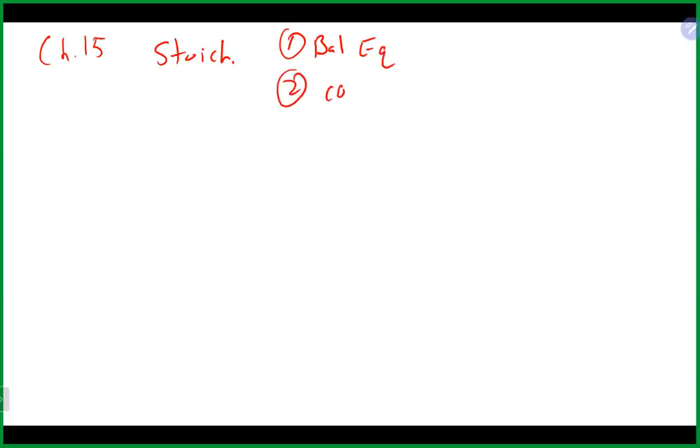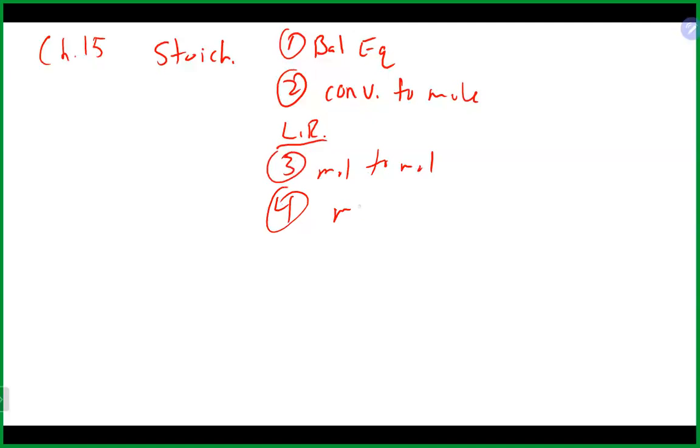We want to convert to moles. We want to make sure: are we in a limiting reagent type situation or not? Then we want to do the mole-to-mole relationship. And lastly, convert those moles to some other unit. The main difference with solution stoichiometry, and really with all stoichiometry problems that are not traditional ones where we use grams to moles, is usually step 2 or step 4 here.